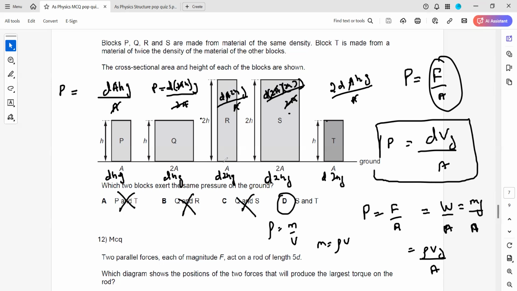If the height and the densities are the same, then only the area will be the factor that will affect the pressure. If the heights and the densities were the same, in that case, yes, we'd compare the area. But because here the heights were changing, the areas were also changing. So it means that the densities were also different, so we'll compare the masses as well. Is this one clear?